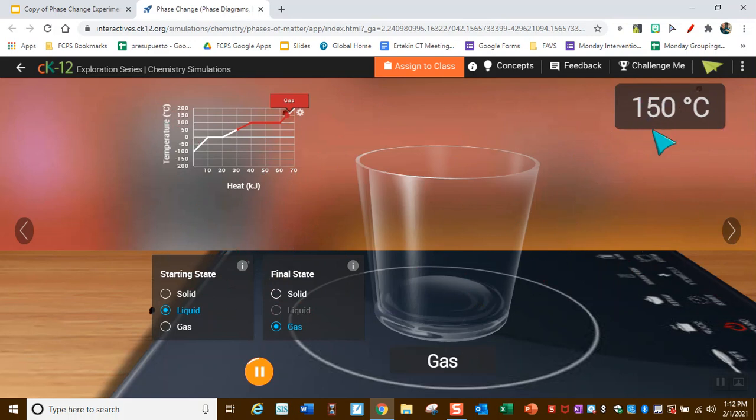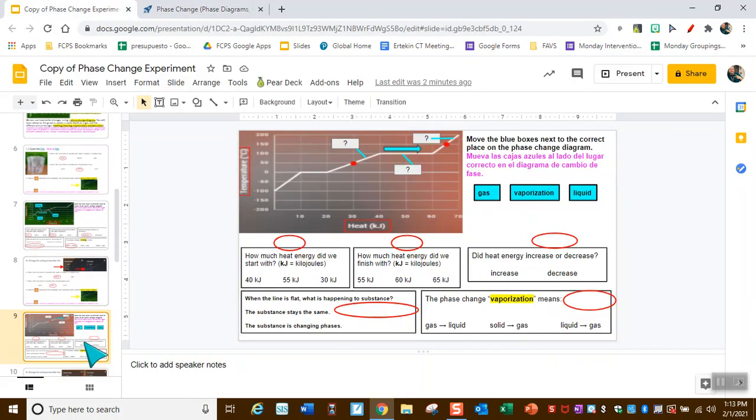Okay, it stopped, so let's answer the questions. Move the blue boxes next to the correct diagram. Move the blue boxes next to the correct place on the phase change diagram.